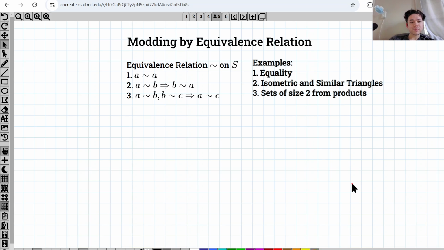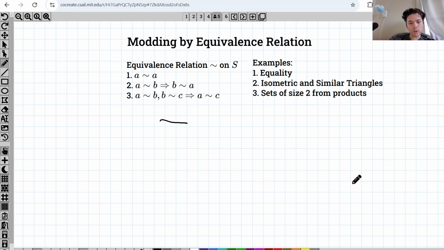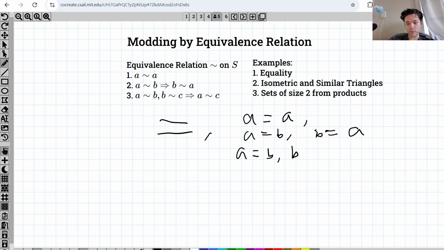And so the first example, and almost the tautological equivalence relation, is that equality is a form of an equivalence relation. If I have any object, I know A equals A always holds. If A equals B, then B equals A. And similarly, if A equals B and B equals C, then A equals C. Very simple.